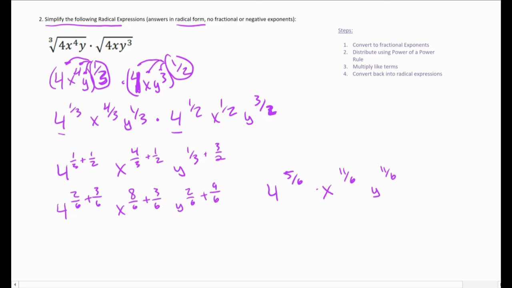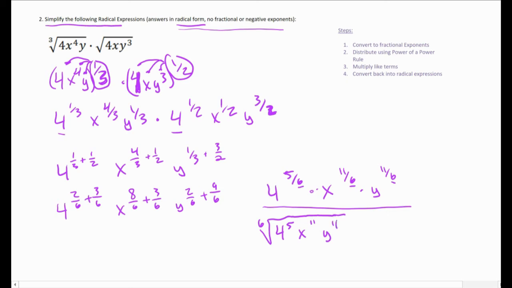Now that I have all of that, my final thing here is to transform this back into a radical expression with no exponents. So what that means is that I get the 6th root, because all of them have a denominator of 6. So the way I can do this is 4 to the power of 5, x to the power of 11, y to the power of 11.